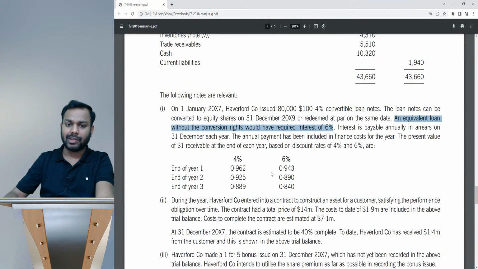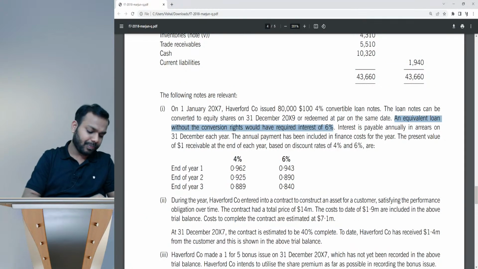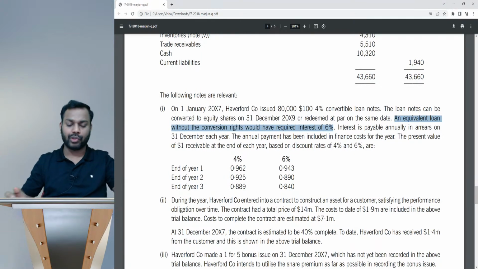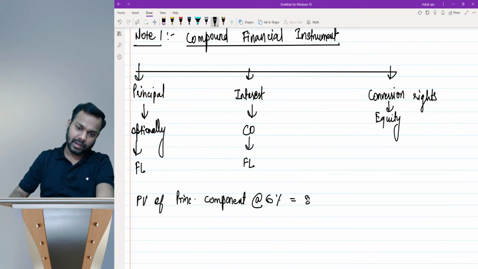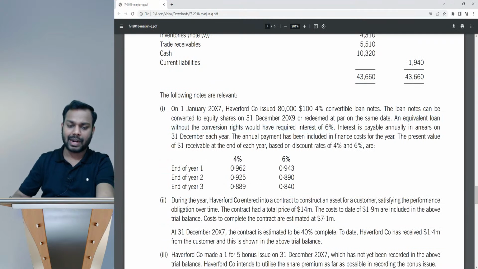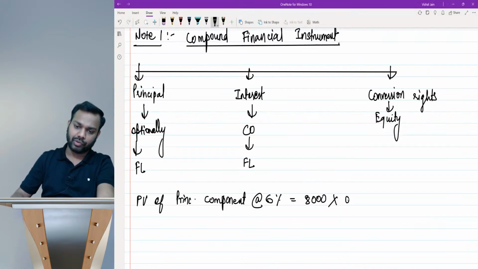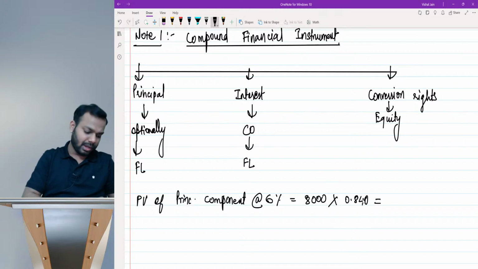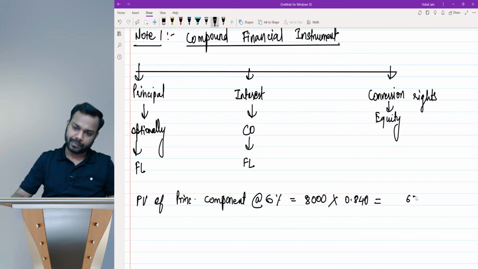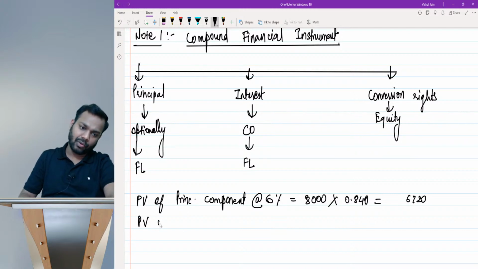So for the principal component, what is the principal amount? 80,000 multiplied by 100 divided by 1000, because we are taking the amounts in thousands. So it is 8,000, multiplied by the discount factor for 6% at the end of the third year, which is 0.840. 8,000 multiplied by 0.840 is 6,720.